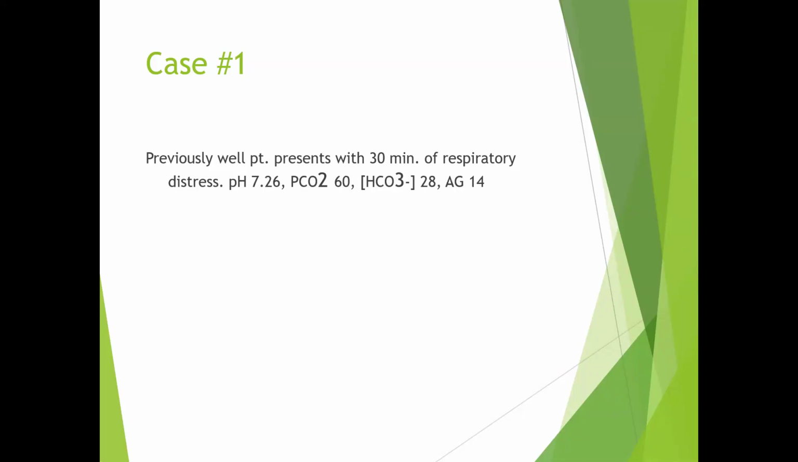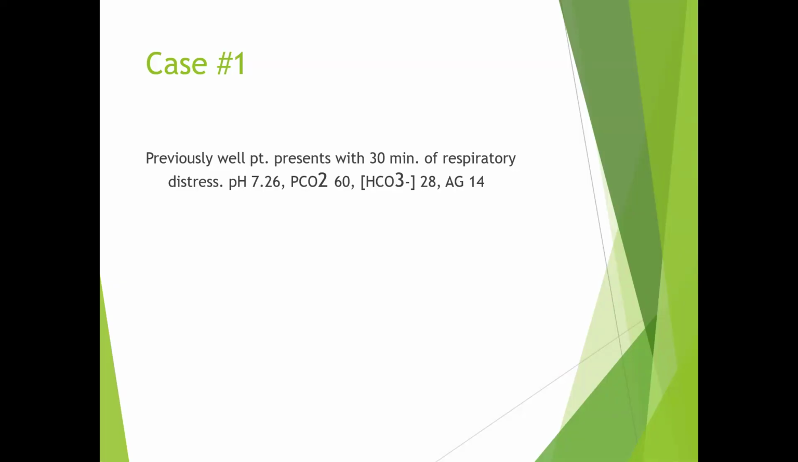So I'll do the first one. Previously well, 30 minutes, I already kind of think it's acute respiratory distress, which always goes back to the patient. So I'm already leaning respiratory. The pH is 7.26, so they're acidotic. The PCO2 is 60, going in the opposite direction. Is it metabolic or respiratory? It's a respiratory acidotic patient.